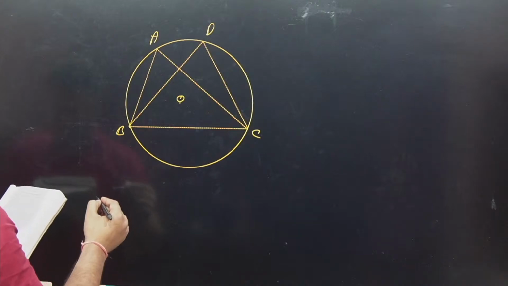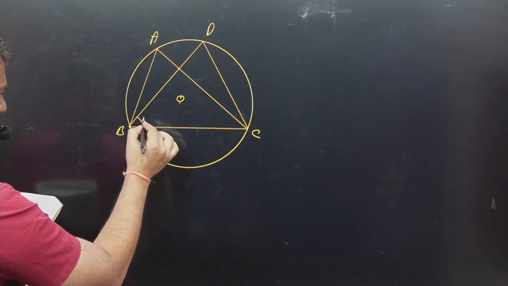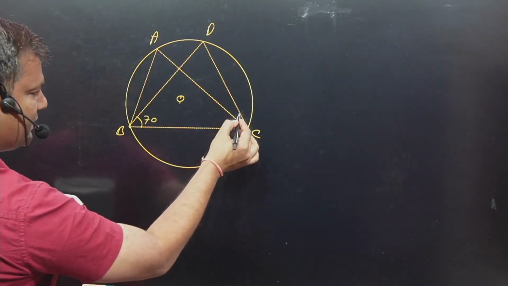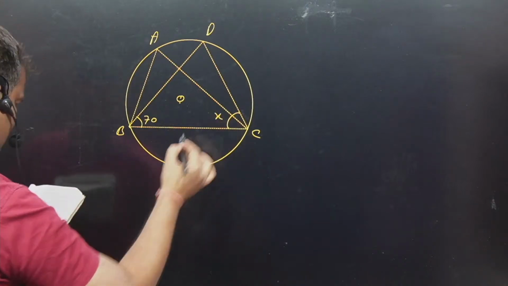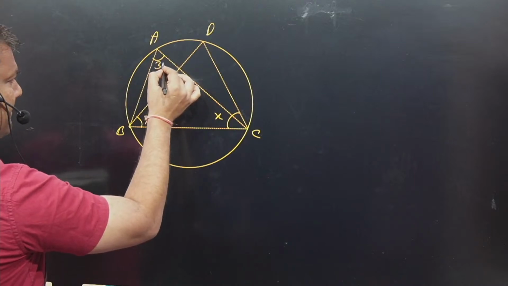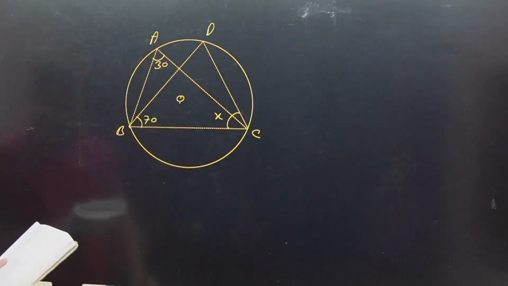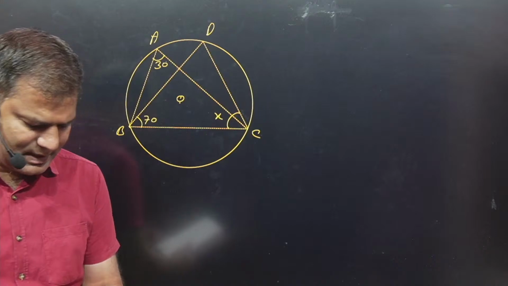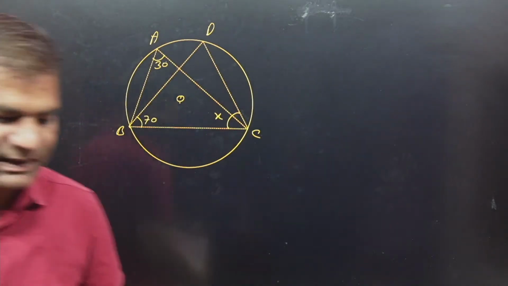That angle is given as 70 degrees. Our target, what about that angle? X. And this one is 30 degrees. Our target: how can we determine X? Look here very carefully.